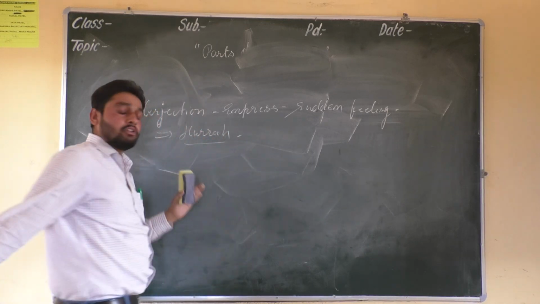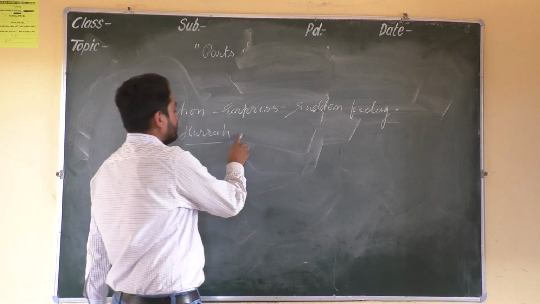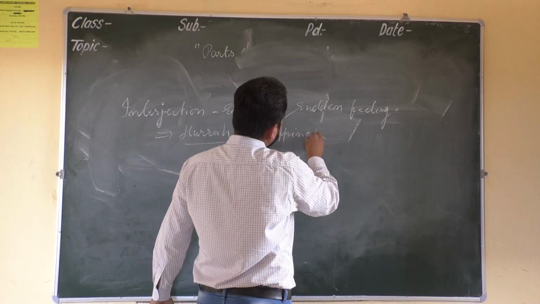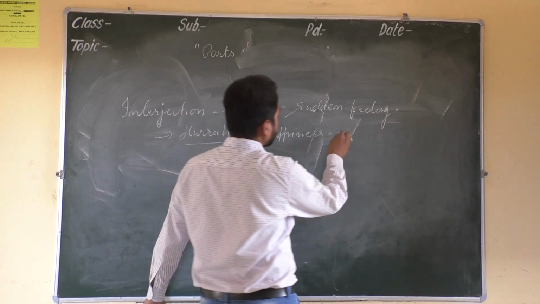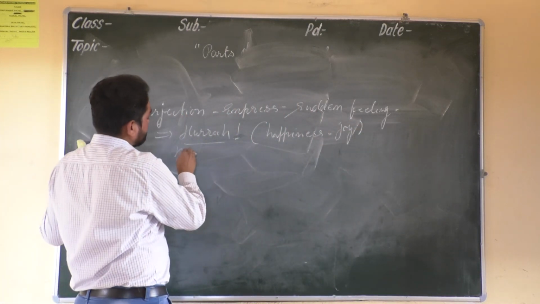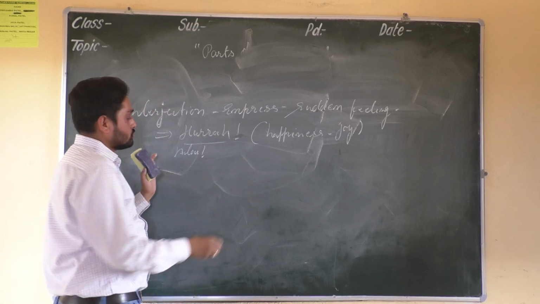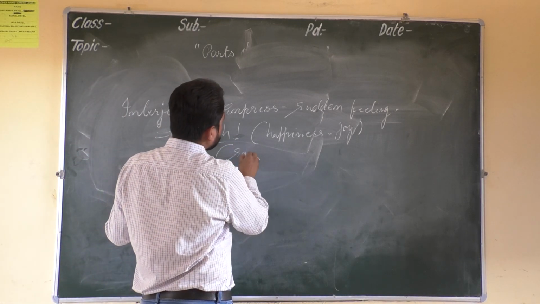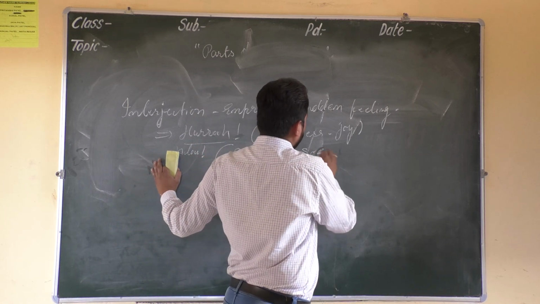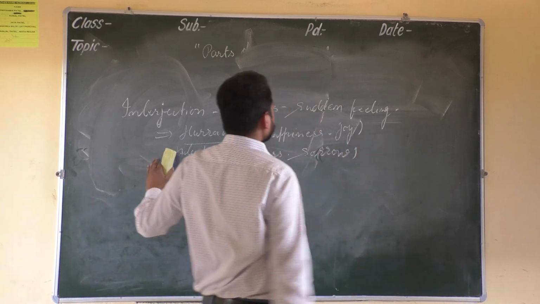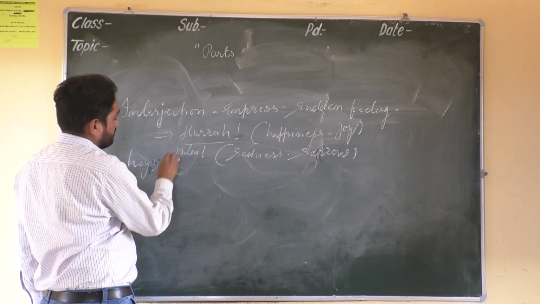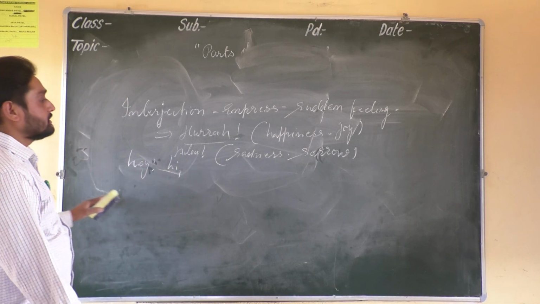Sometimes we say, hooray, we have won the match. That means hooray, an interjection, shows happiness and joy. And sometimes we say alas. It shows sadness and sorrow. So these are some words. Hi. These are some interjection words.